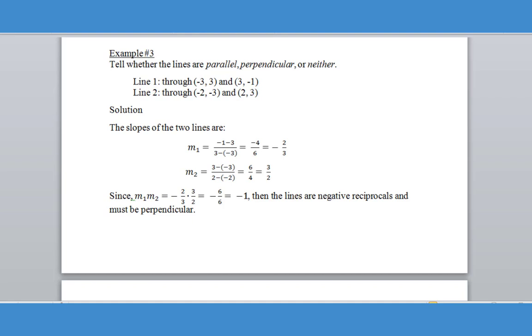And so we can see that the slope of the first line is -2/3. The slope of the second line is 3/2. And if we make a comparison of these, they are actually negative reciprocals of each other.